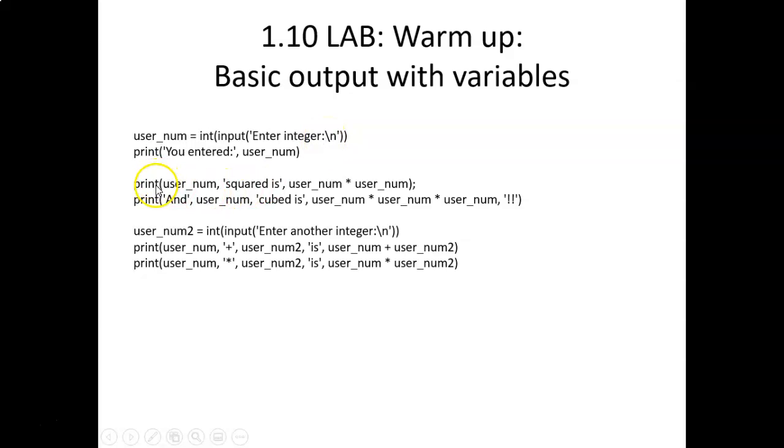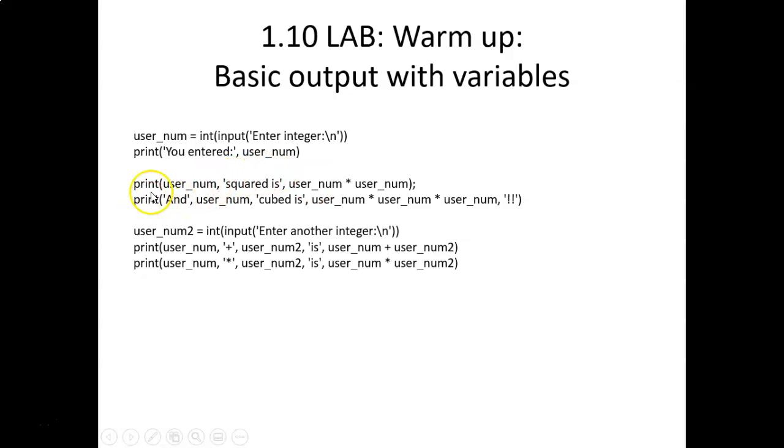Now this is where we do the heavy lifting. We're going to print the user num that we got here. So if it's 4, we're going to print 4. And we're going to print the string "squared is," comma, that means the next statement's coming. Then we're going to print the value user num times user num. Now this is different. You can actually do work inside of a print statement. And in this particular case, we're going to print the product of user num times user num.